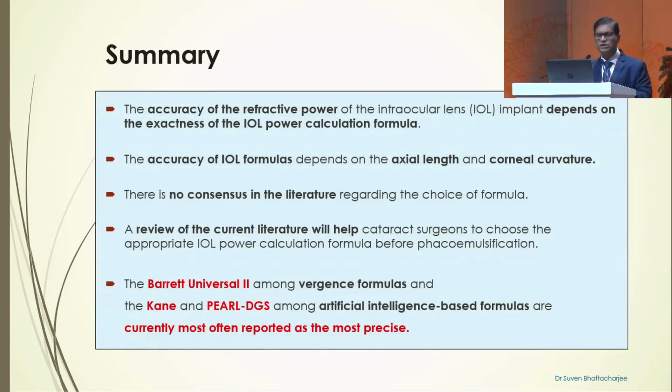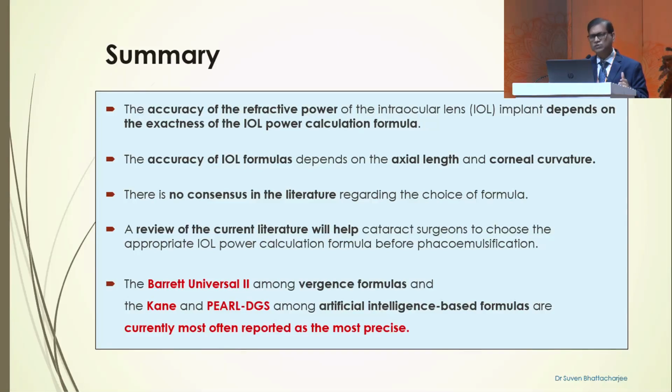Now, in summary, the accuracy of the refractive power of the intraocular lens depends on the exactness of the IOL power calculation formulae. Accuracy depends on the axial length and corneal curvature primarily, but ELP is a huge contributing factor, which is still an enigma. There is no consensus as yet in literature, and we have surprises every day with every formula. So a review of current literature is an evolving process, it's a dynamic process, and we need to evolve along with the formulae.